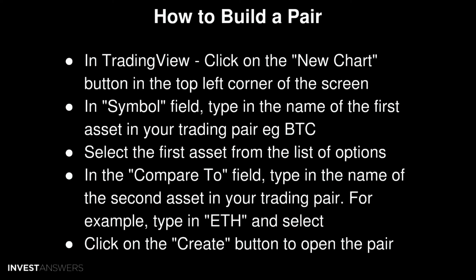I like Bitstamp for Bitcoin, for example, but it's good to look at other exchanges too, because rates do vary. And in the compare to field, type in the name of the second asset, for example, ETH, and hit select, and then the create button to open up the pair.